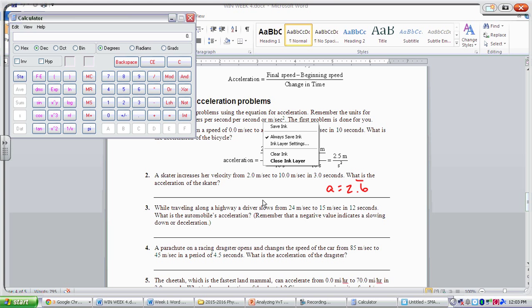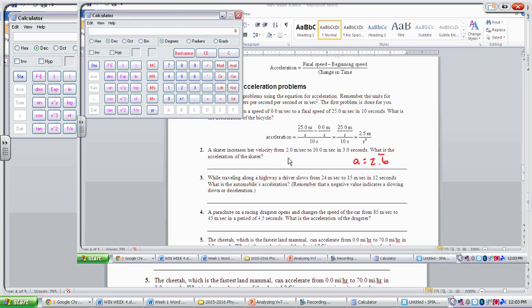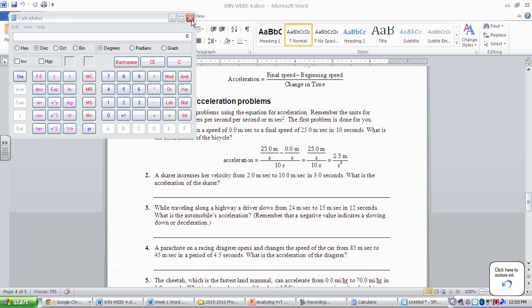All these problems are done the exact same way. Just make sure that you show all the given, the unknown, the equation, substitution for each problem.